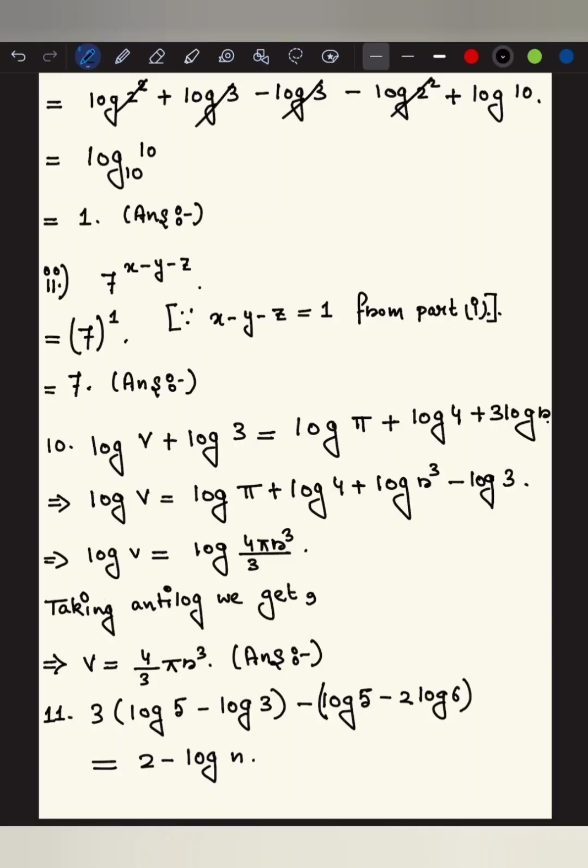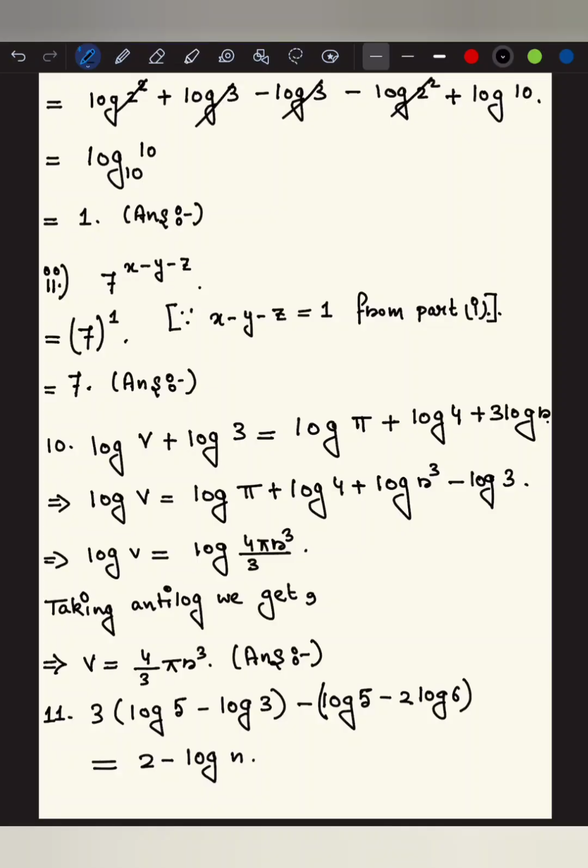So we got log v is equal to log 4 pi r cube by 3, right? Now we need to express v in terms of other quantities, so we don't need log on both sides, so we decide on taking anti-log. That means simply removing log on both sides. So taking anti-log, we get v is equal to 4 by 3 pi r cube. This will be our answer. Understood?